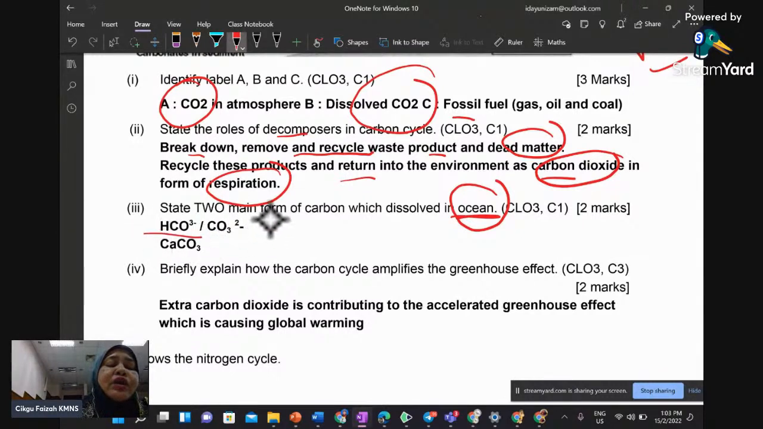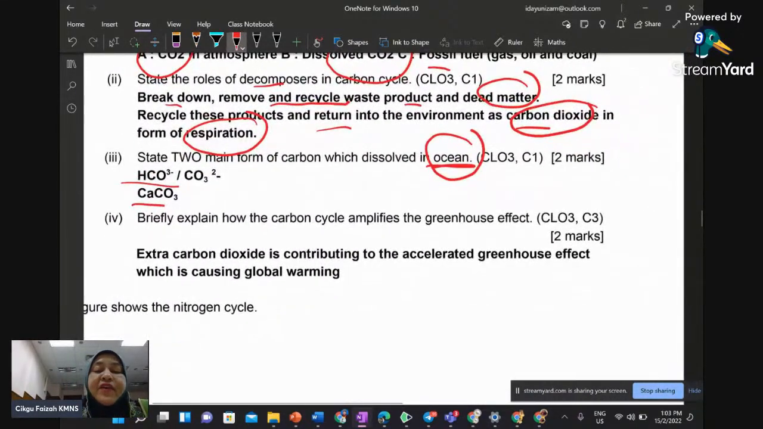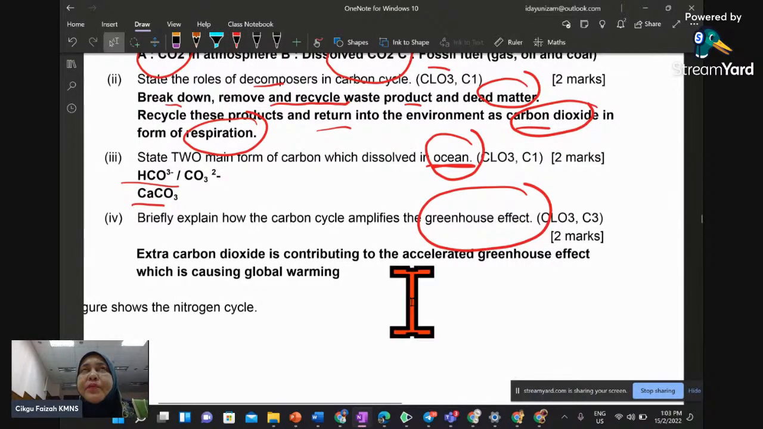Itu kalau ionic lah, ataupun calcium carbonate. Okay, calcium carbonate. Okay, explain how the carbon cycle amplifies the greenhouse effect. So this one is actually your general knowledge, right? I think the greenhouse effect, you all banyak discuss during your English class, right?